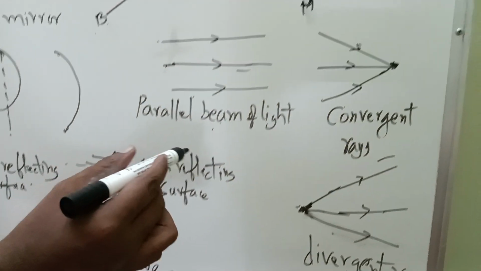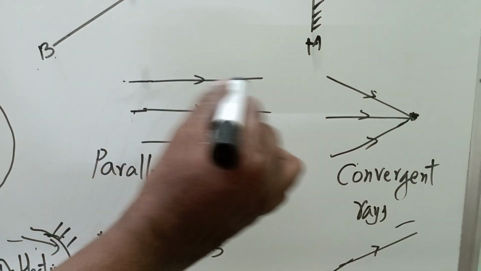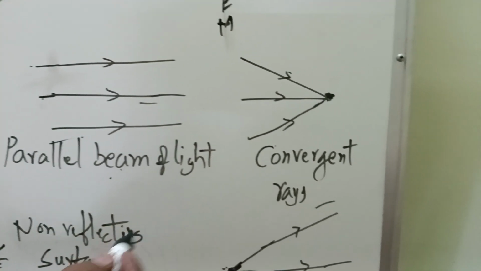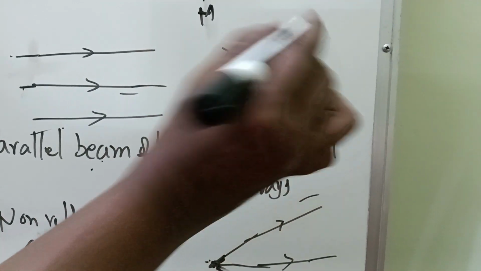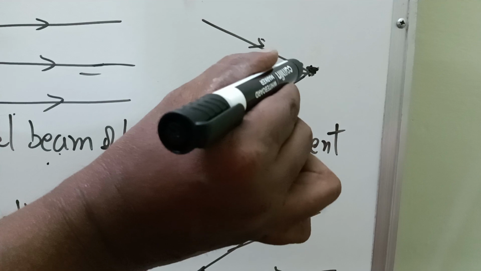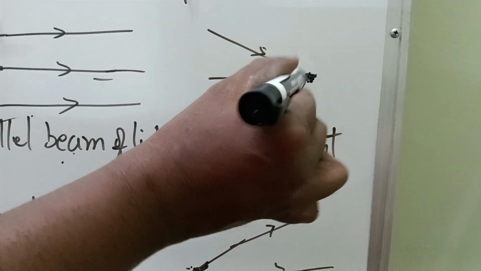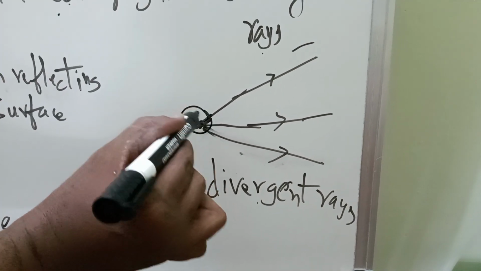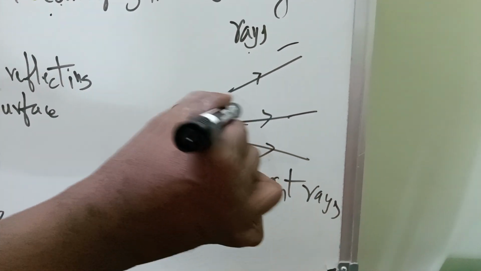Coming to the different types of light rays, here there is a parallel beam of light where the light rays are parallel to each other. They are not intersecting. Convergent rays: when the rays from the source converge at a particular point, they are called convergent rays. Divergent rays: when the rays from a source deviate from the source or from the point and never meet, they are called divergent rays.